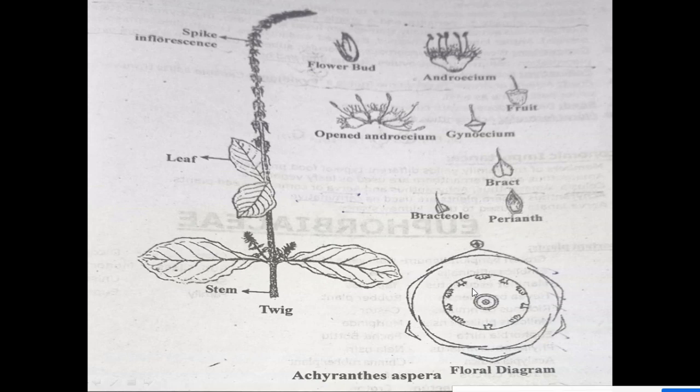In the floral formula, there are about five tepals, which are free from each other, with imbricate arrangement. The stamens are 10 in number: five staminodes and five fertile stamens.